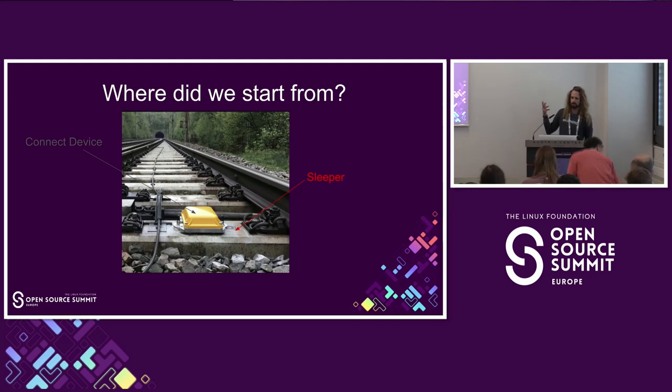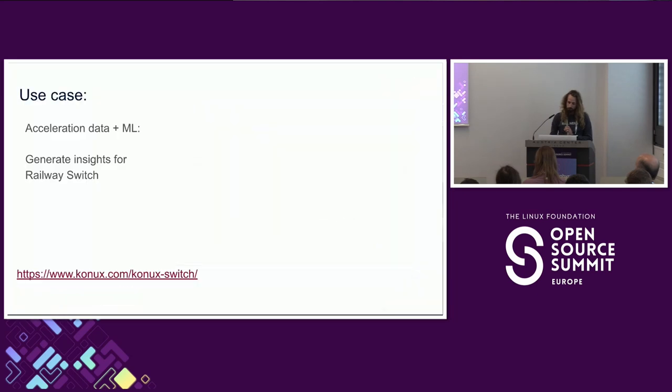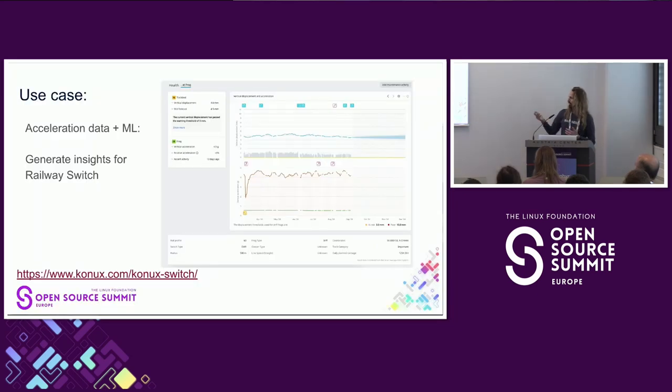We at Konux GmbH already had a device which we put on the sleeper. The sleeper is basically a thing made of concrete, and the train passes over, it moves, and you measure the movement, and based on the movement measurement, you can say how good it is or not. This device was getting acceleration data, getting insights, and making our customers happy. Customers are, for example, German network and whatever.